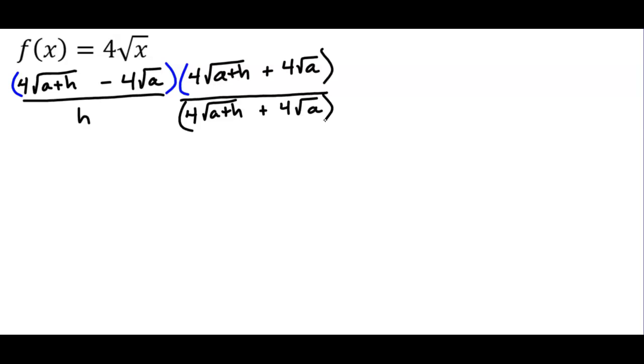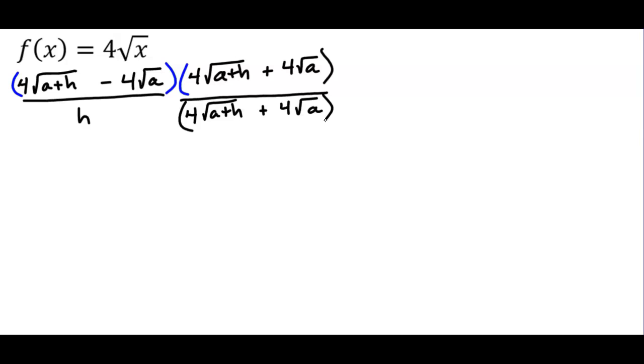So this is what we do. It's a little complex because of the numerator, but you're multiplying, you have in the numerator the original numerator, 4 square root a plus h minus 4 square root a, and now we're multiplying by the conjugate, 4 square root a plus h plus 4 square root a. And we're multiplying by the same thing in both the numerator and the denominator, okay?